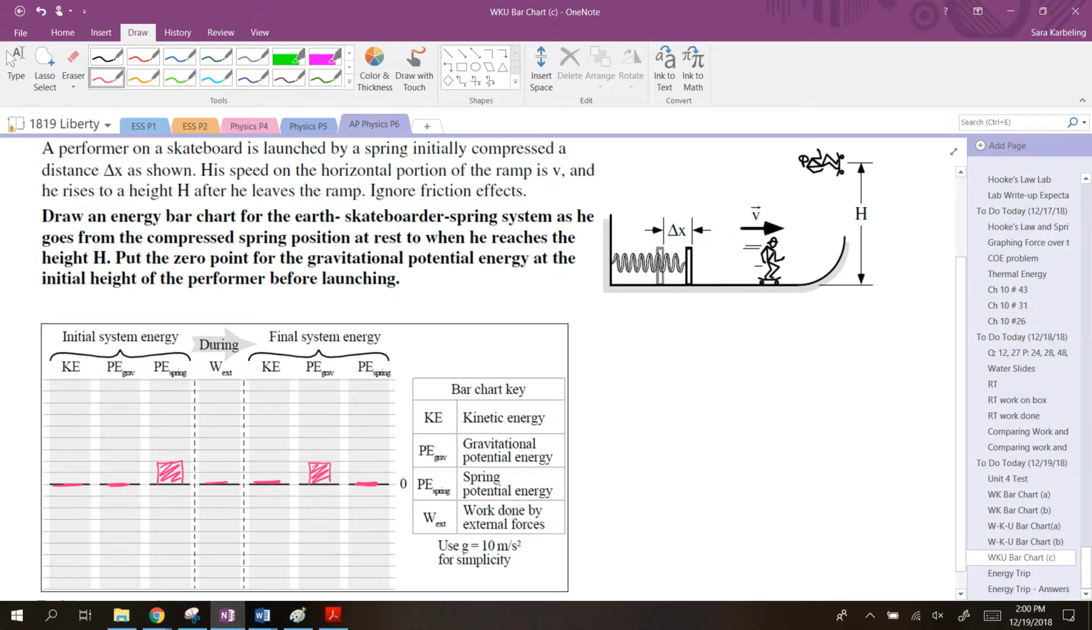Tell me more. There's no force from outside. What's your question? I don't understand how there's no work. Because there's no outside force acting. Because it says draw an energy bar chart for the Earth, skateboarder, spring system. So if there was some other thing that was applying a force, then you would include some work, but there's no outside push or pull happening.